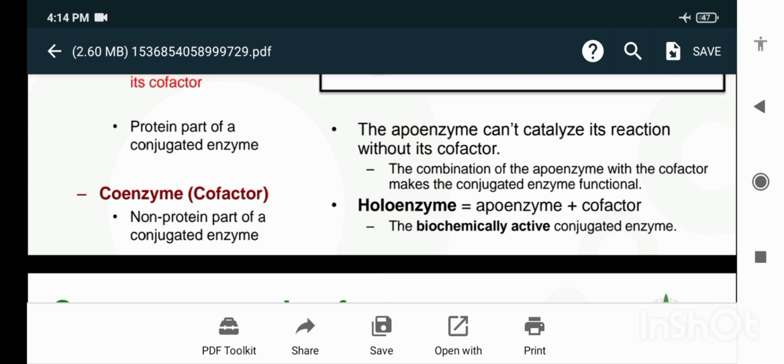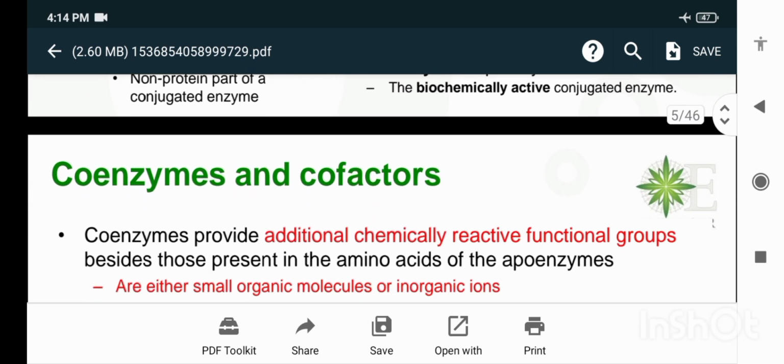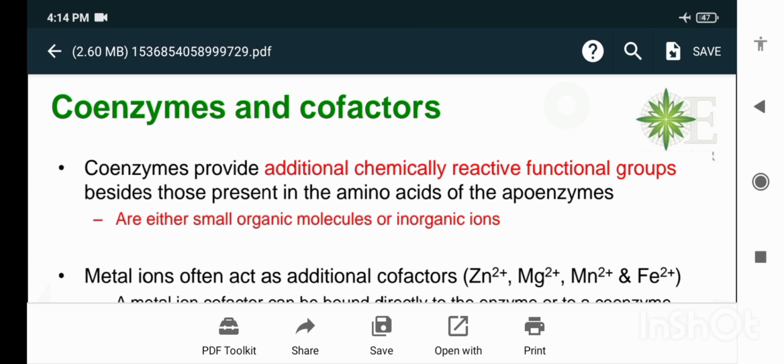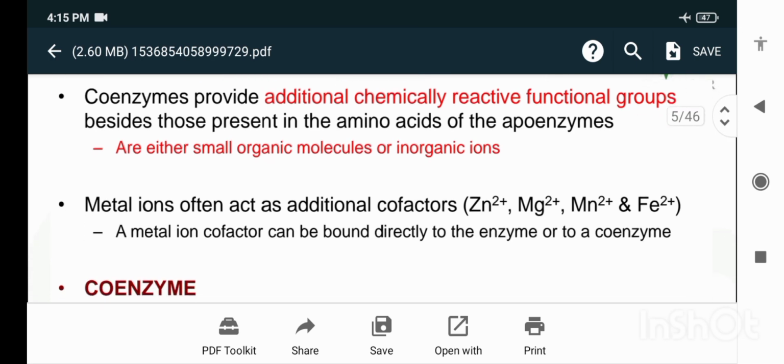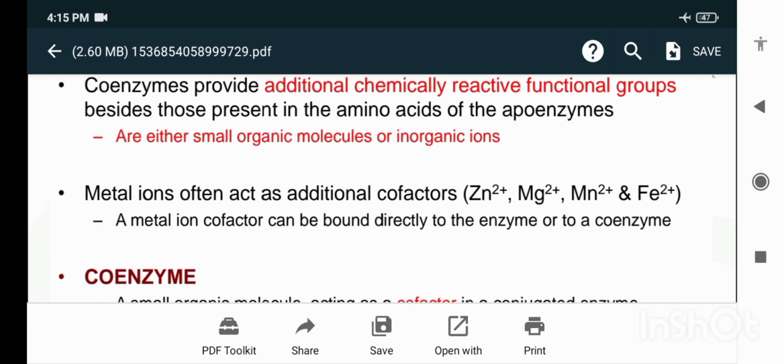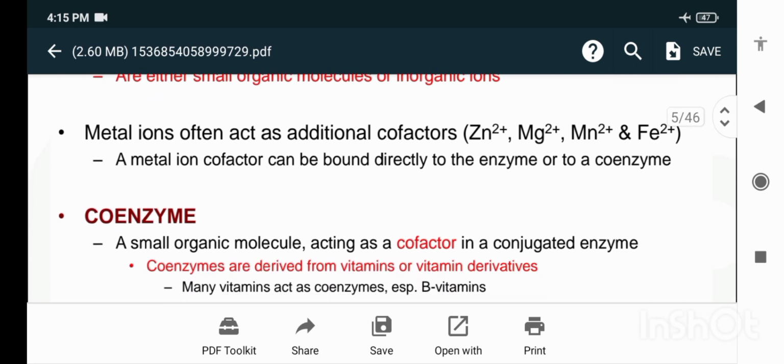Holoenzyme: apoenzyme plus cofactor, the biochemically active conjugated enzyme. Coenzyme, a cofactor, is the non-protein part of the conjugated enzyme. Coenzymes and cofactors provide additional chemically reactive functional groups besides those present in the amino acids of the apoenzymes. They are either small organic molecules or inorganic ions. Metal ions often act as the additional cofactor: zinc 2+ ions, magnesium 2+ ions, manganese 2+ ions, and iron 2+ ions. A metal ion cofactor can be bound directly to the enzyme or to a coenzyme.